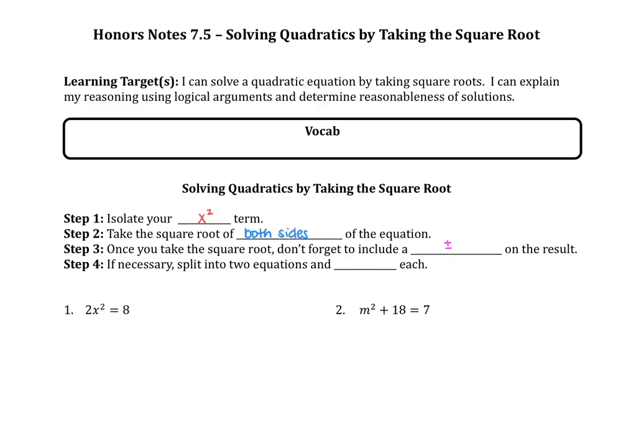That's actually because if I take the square root of 4, I can do that two ways. I can either do it by doing 2 times 2, or I could do -2 times -2. They both give me a positive 4 when multiplied. Forgetting the plus or minus sign is probably one of the biggest mistakes when solving by taking the square root.